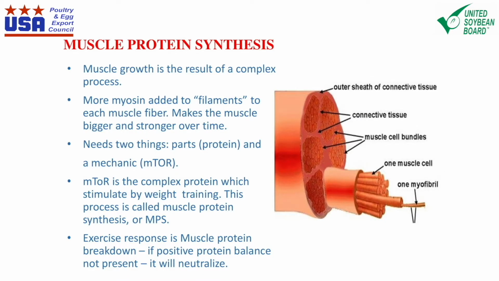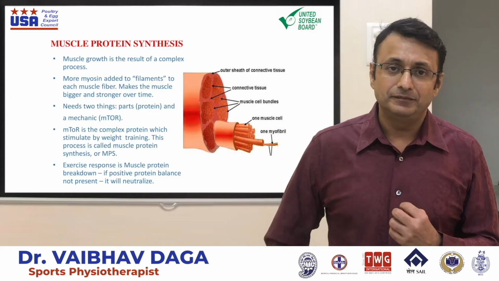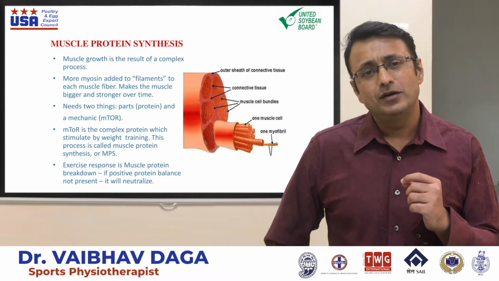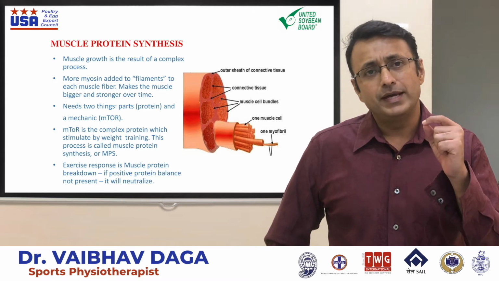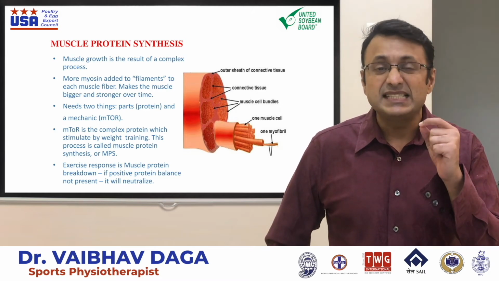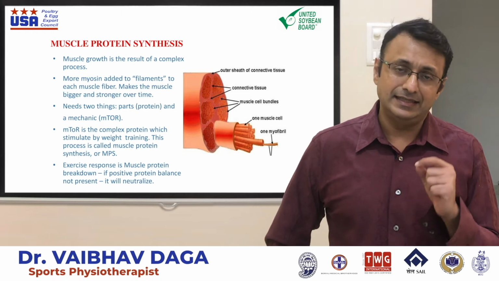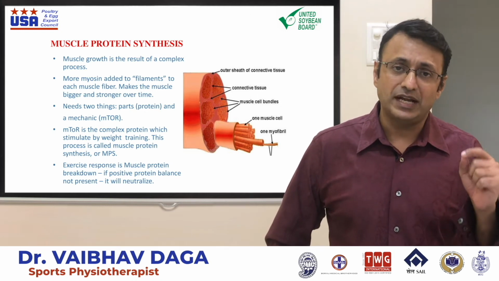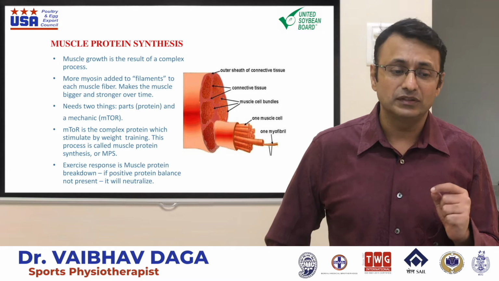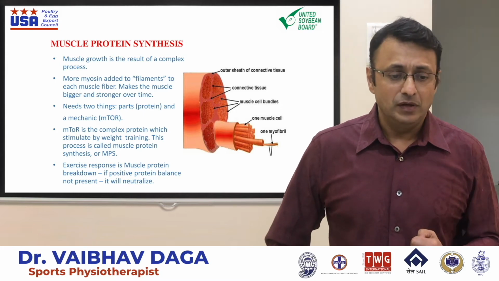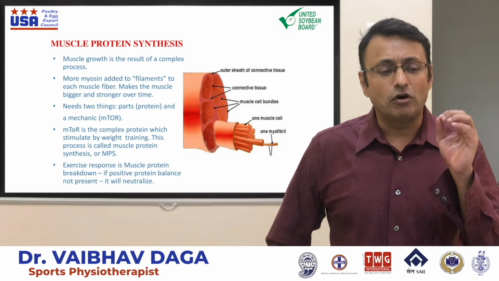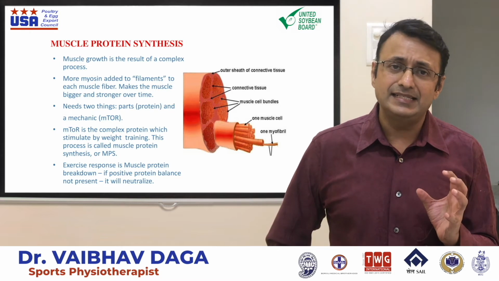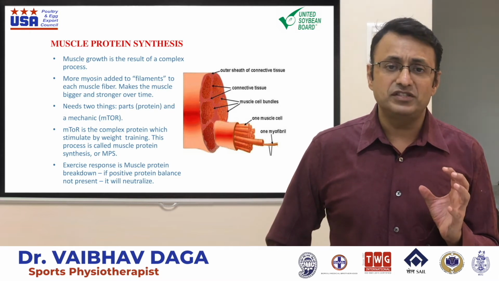How does the muscle contraction happen or the muscle growth happen? There is a process carried out by muscle protein synthesis. That brings out a muscle contraction and the muscle growth hence further. Muscle growth is a result of a complex process that adds myosin filaments to each muscle.